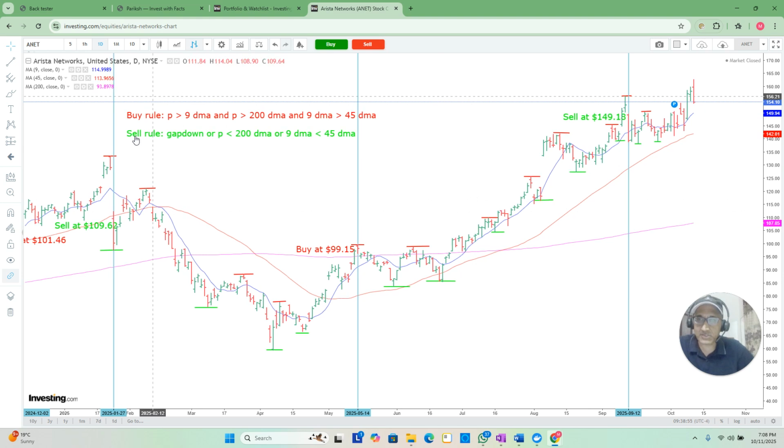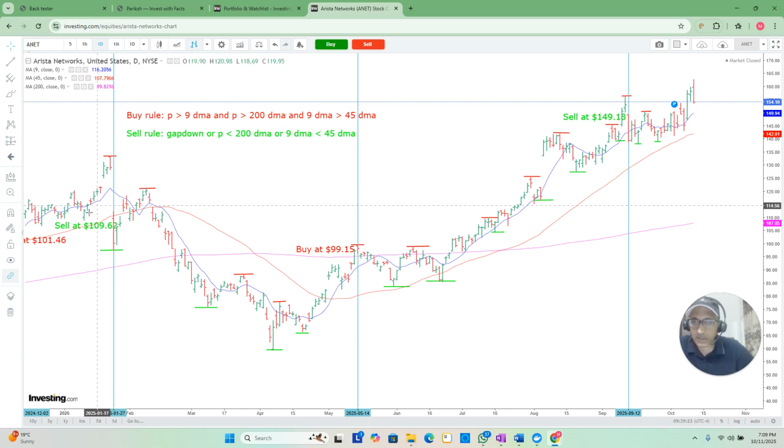So we also need a couple of rules, a buy rule and a sell rule. The buy rule defined for Arista Networks is if the price is more than the 9 DMA, the 9-day moving average. That's my buy rule. In cases like this, the 9 crosses over the 45, and then the price has to be above the 9 DMA and the 200 DMA.